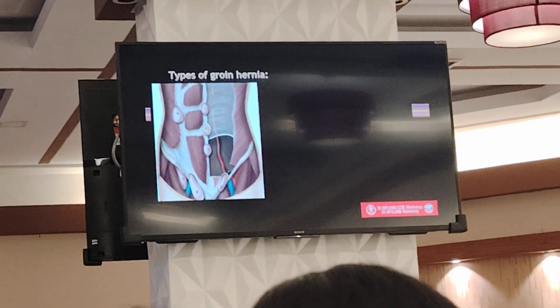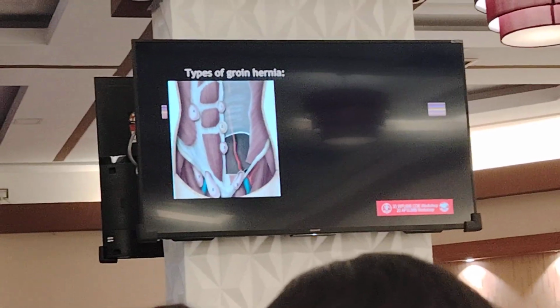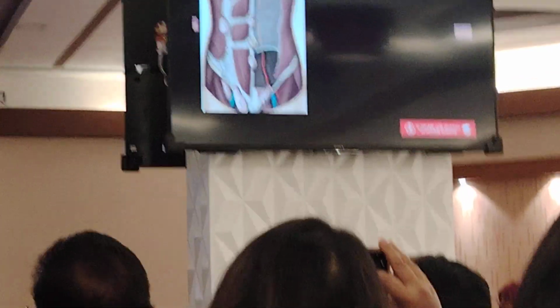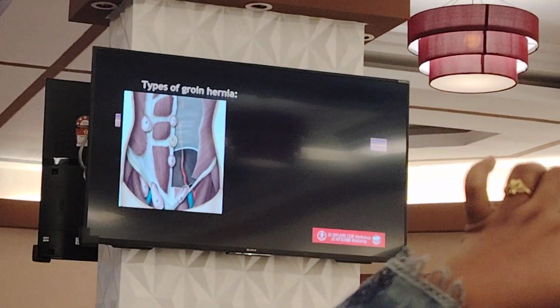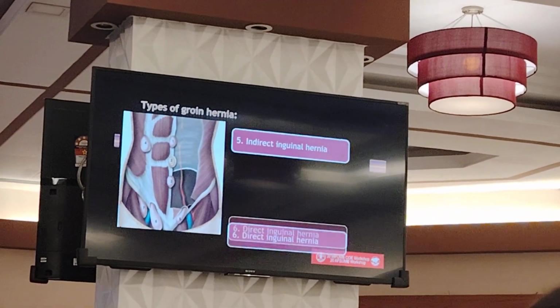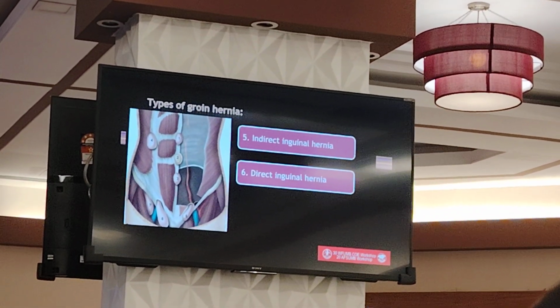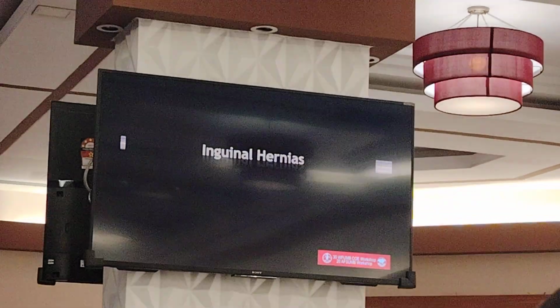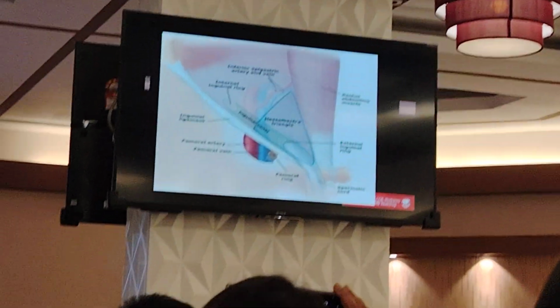These are not part of the joint hernia, but they are in the near vicinity, therefore they are included under both topics. Ventral hernia means abdominal wall hernia as well as groin. So they are indirect and direct inguinal hernias and femoral hernias. Inguinal hernias, we know the anatomy.